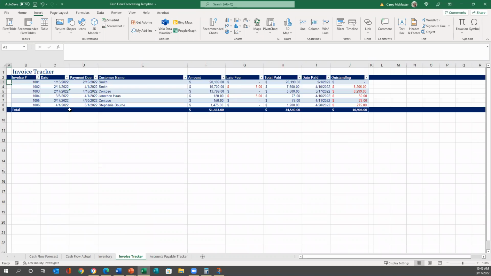We also have a little invoice tracker here if that interests you, and an accounts payable tracker. Again, they're all easy to figure out. You put the invoice number and the date due, the customer name, the amount of the invoices, any late fees, how much they paid, when they paid it, and then if there are any outstanding balances. So this is really nice to be able to keep track of your accounts payable and your accounts receivable, but we're not actually going over that today. They're just a couple of extra spreadsheets I put in for you to use if you choose to.